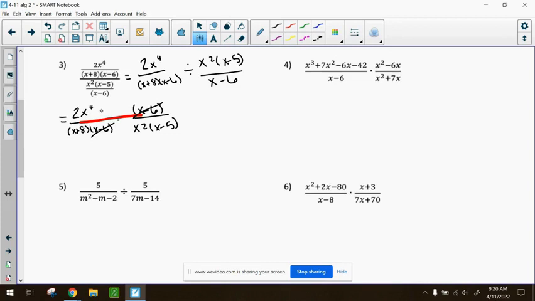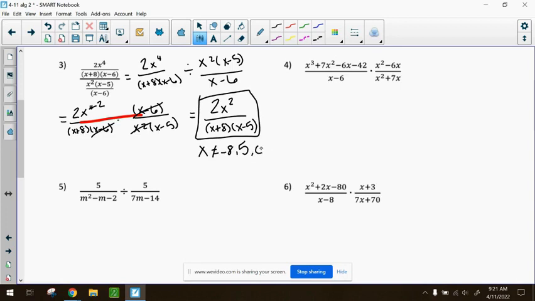And that looks to be about it, aside from this x to the 4th. If we have two x's on the bottom, those will both go away, and this will change to a 2. So my answer is 2x squared over x plus 8 and x minus 5. I also still have to include restrictions as part of my answer. X cannot be equal to negative 8, positive 5, 0, or 6.